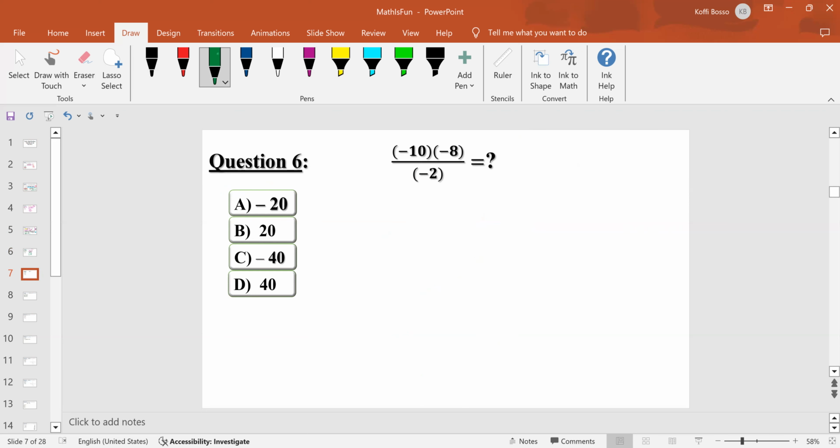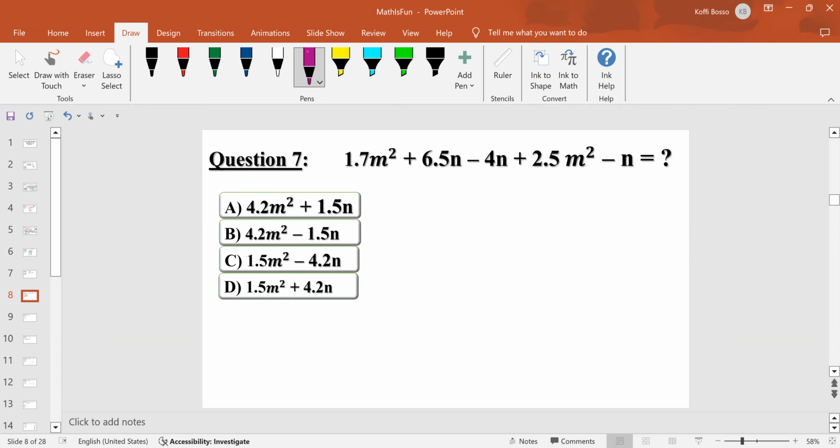Question number 6. It's a fraction here, we need to simplify. You can just divide negative 10 by negative 2. And negative divided by negative is positive. So that gives you positive 5 times negative 8. And positive times negative is negative. So the answer is negative 40. The correct choice here is C.